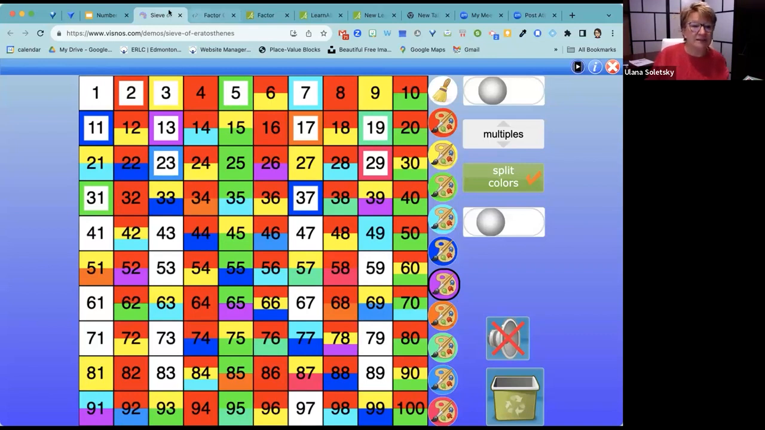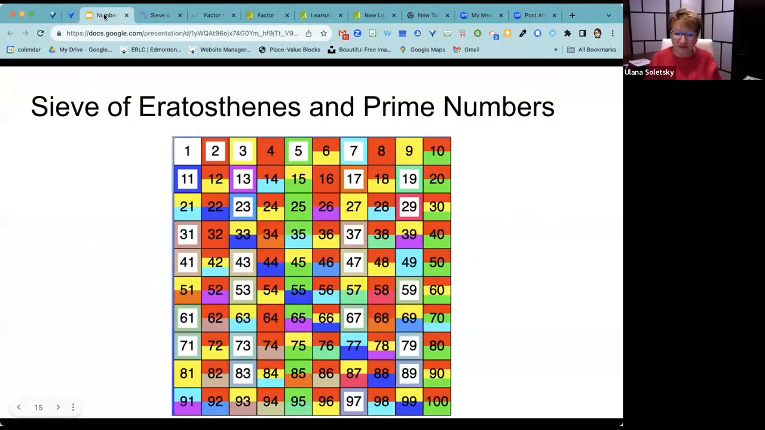And what happens is I end up with a chart that looks like that, where all of the prime numbers have been brought to the top. They are the ones that are completely white with a little color around, and all of the other ones are composite numbers, meaning that they are multiples of other numbers. Okay? Does that make sense?